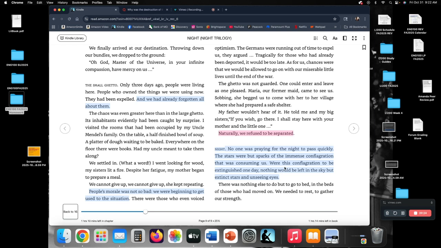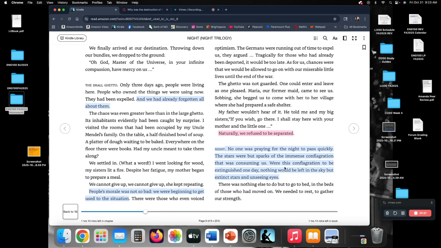There we go. So here's where I'm going to do a close analysis. Night, we already know that is a symbol. Here it's kind of a foreshadowing of what's to come. So if you want to talk about symbols as foreshadowing, that is important. "No one was praying for the night to pass quickly." Loss of hope. It can also represent, obviously, no one wants it to leave.